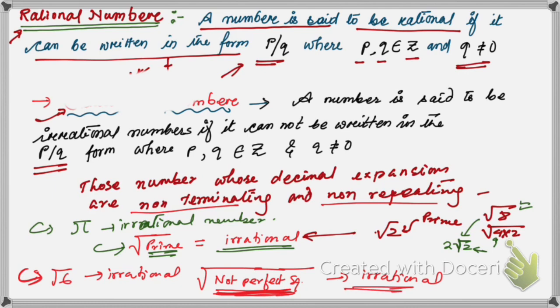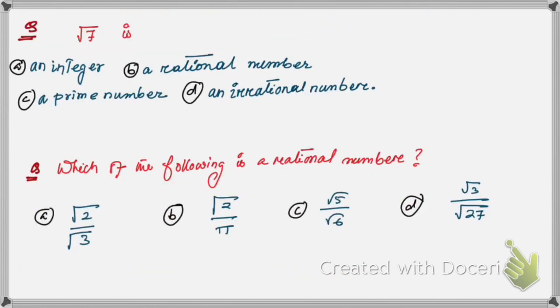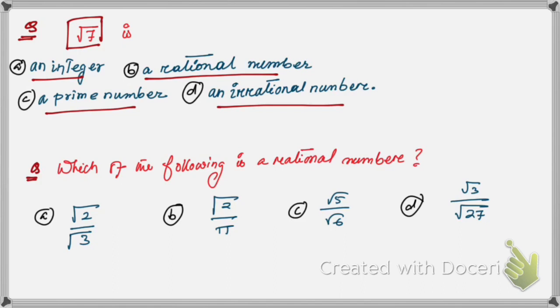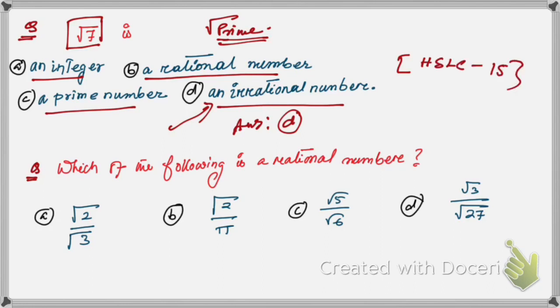Remember those things. So now let us discuss some questions based on these topics. So here is the first question. Root 7 is an integer, rational number, prime number, or irrational number. Which one is correct? So root 7 is prime, right? I have already told you, if you have a prime number under root, then it's always going to be irrational. So our answer is D. It is irrational, right? This question was asked in HSLC 2015.